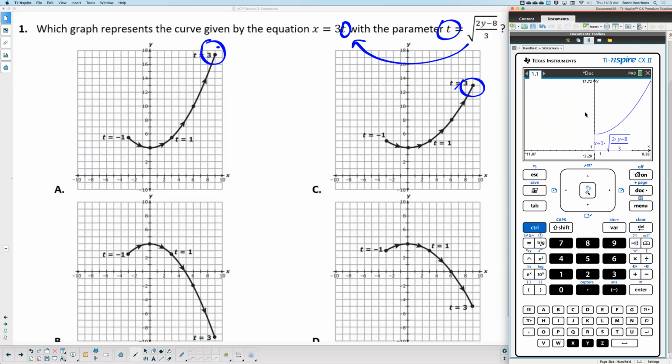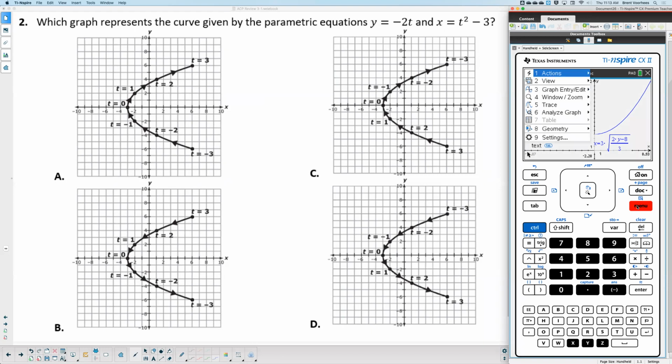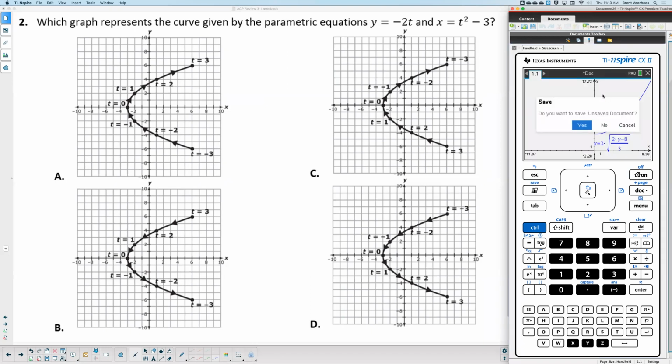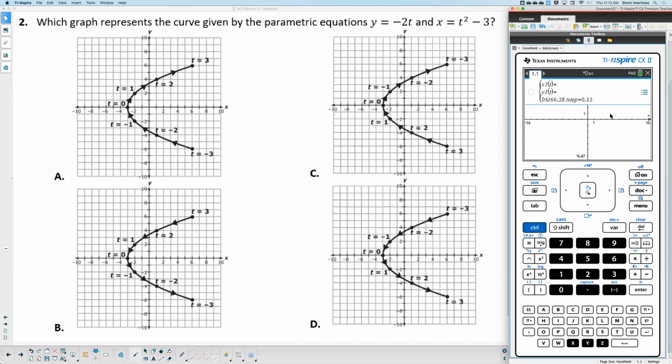Okay, so that's one way you can do parametrics, by a relation. Number two, we're not going to graph all these. I'm going to go quicker here. Check out problem number 2. When you look at problem number 2, tell me what's different this time when you look at the equations. They have an x and a y. So this time I would not choose relation. What would we choose instead? I'm going to go to new document. This time, if you were going to do it by hand, you would choose menu, graph entry, and choose parametric because it tells you x and y.